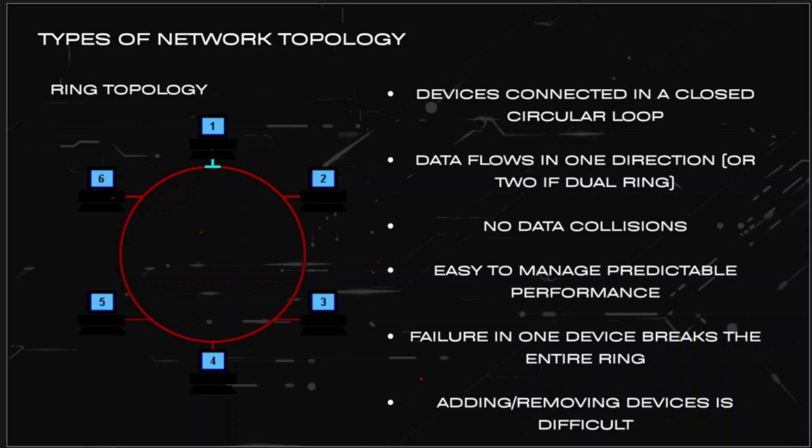Performance: it handles high traffic better than the bus. So the weakness of this is the biggest flaw. It is a chain. If one person in the relay trips and fails, the baton never reaches the finish line. One break in a cable equals total network shutdown. Also, if you want to add a new computer, you have to literally cut the ring and stop the network to plug it in. Okay.